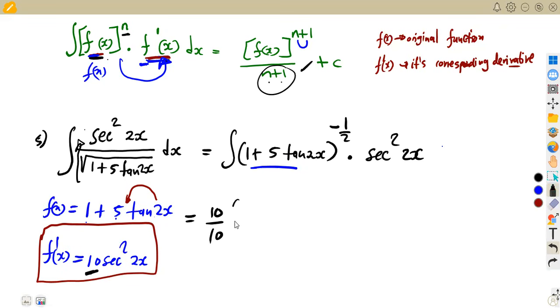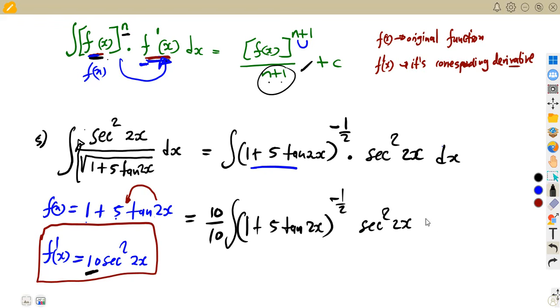So 10 over 10, the integral of 1 plus 5. In actual sense, we are not even supposed to write this 10 over 10. You just have to know that here you multiply by 10, you remain with 1 over 10. All right, but just for the sake of revision, so that all of us understand. All right, so that's it, guys. We are going to take this 10 so that we obtain 10 sec squared. So this 10, we are going to take it to where? To sec squared, remaining with 1. If you remove this 10, we are going to remain with 1 over 10.